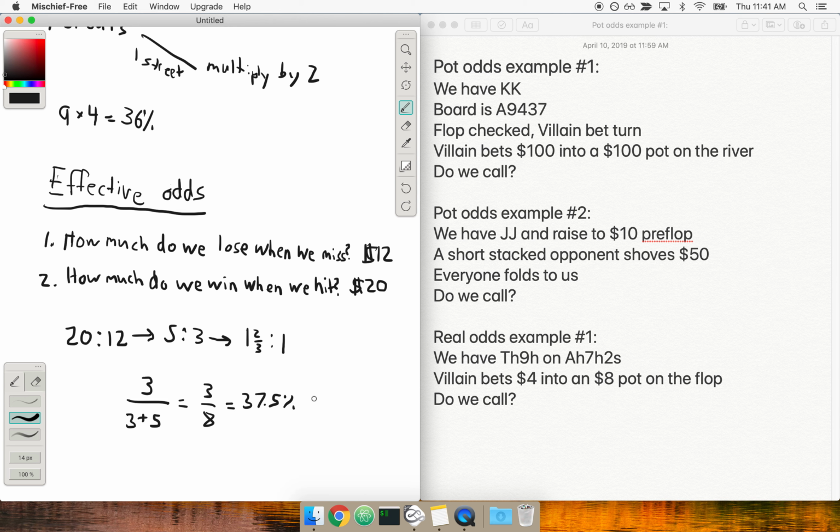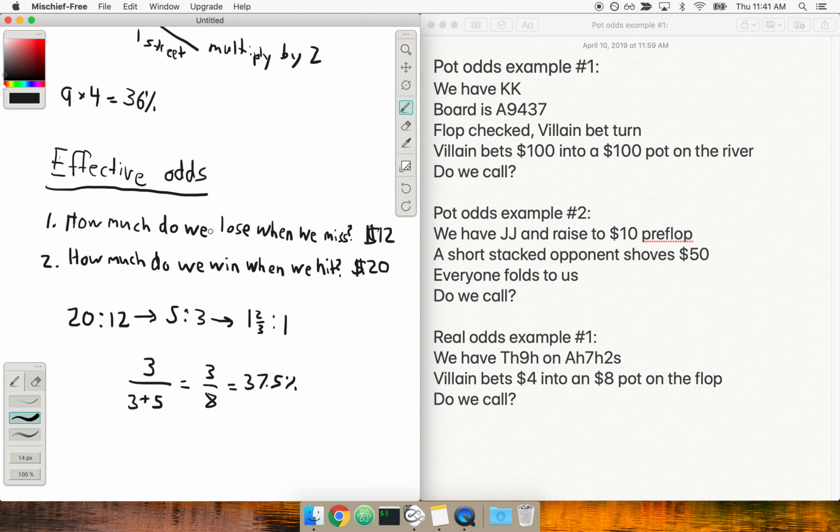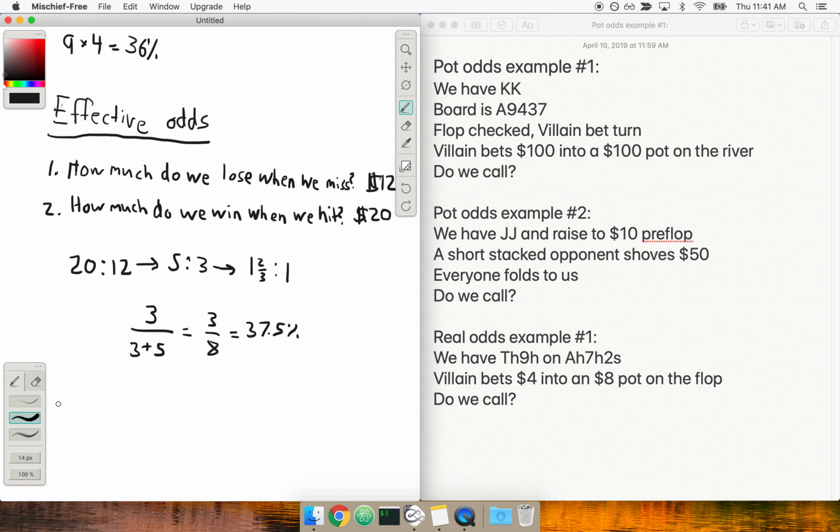Okay, so with that said, let's return to this spot. So based on the effective odds, it's looking like we need 37.5%, and we only have 36%. So maybe we should be folding. And I'm going to explain why we shouldn't be folding. So there's something else called implied odds. Implied odds are going to be the reason why we can justify calling here.